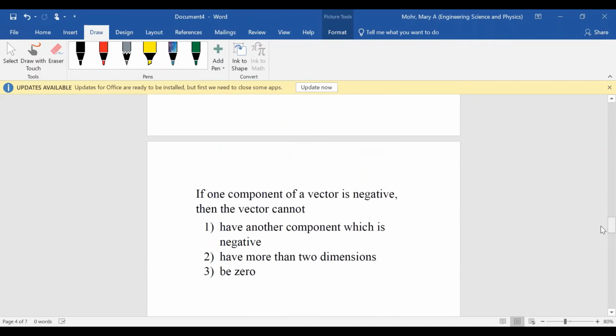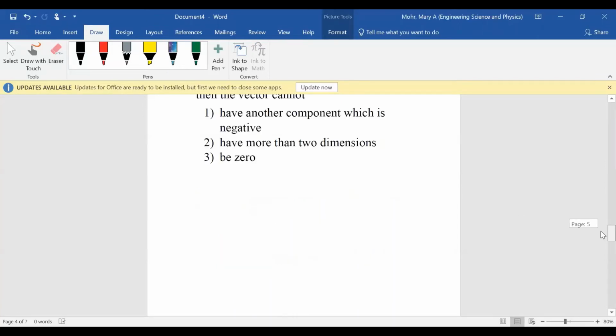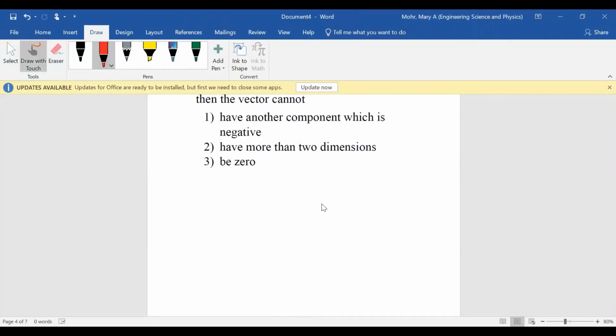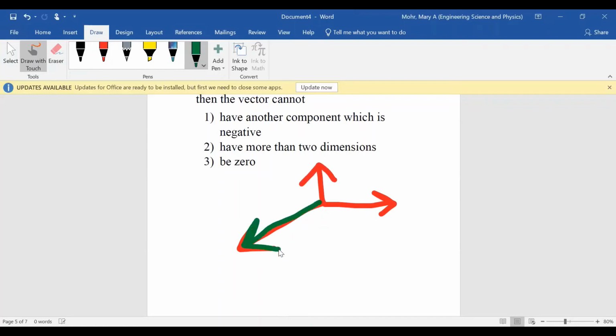Okay, so if one component of a vector is negative, the vector can certainly have another component which is negative. That would just look like this, using our previous coordinate system. If this is x and this is y, this would be a vector that has 2 negative components.